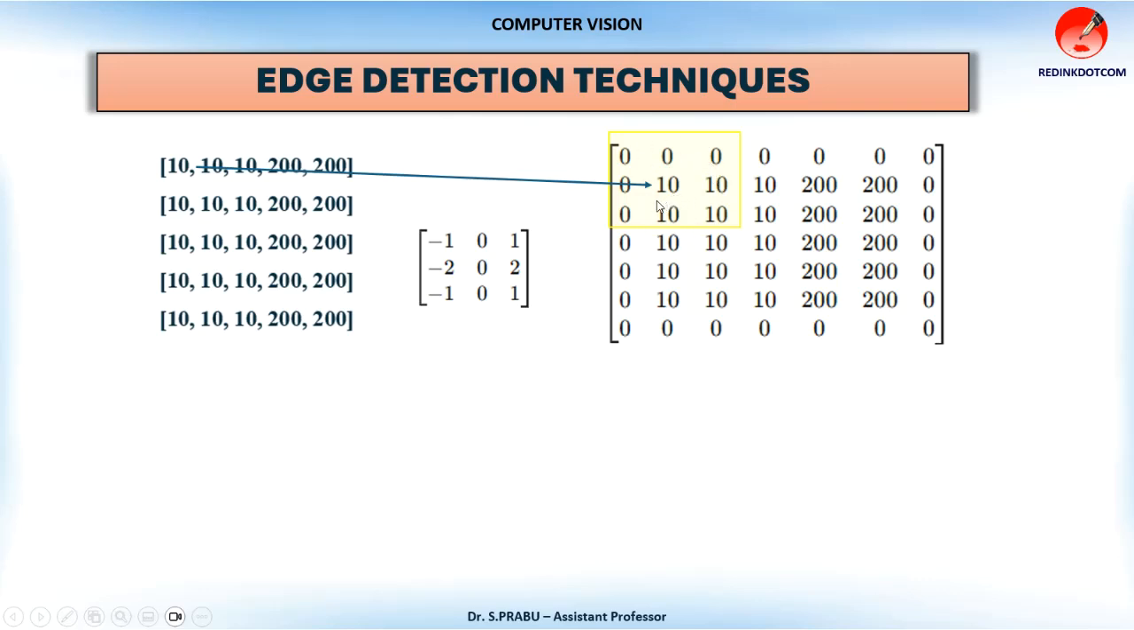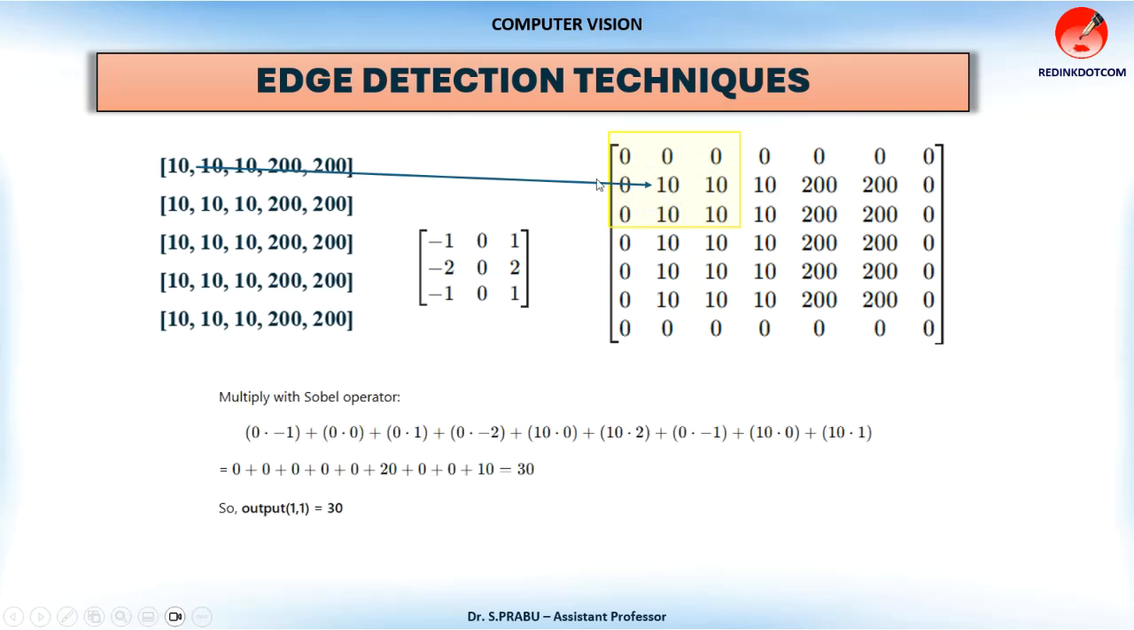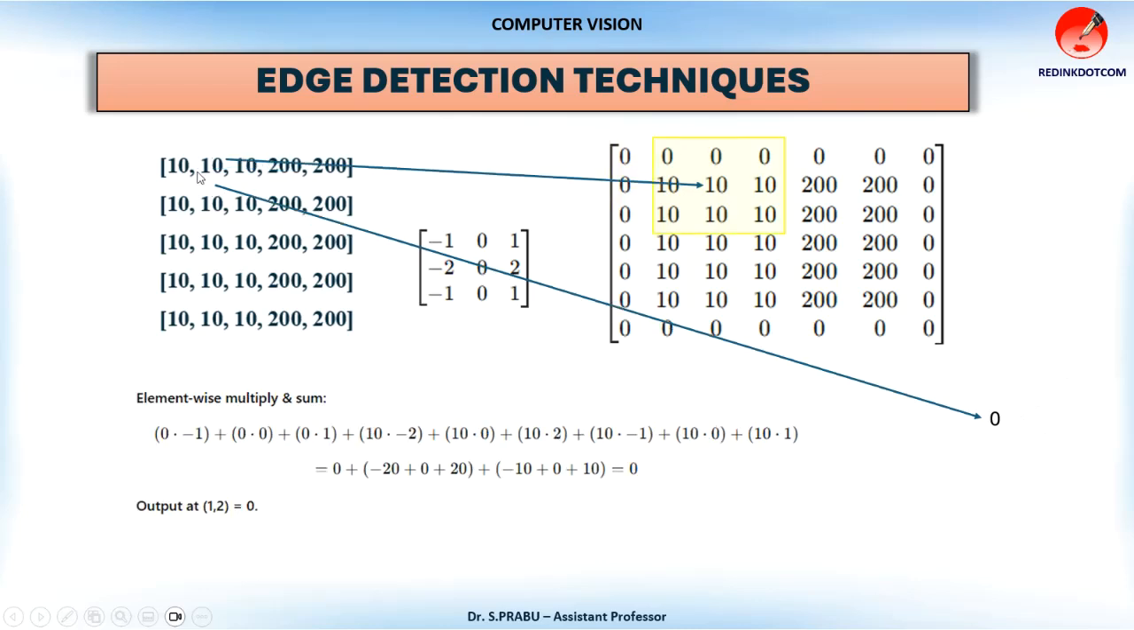Now I am doing the matrix multiplication operation with this Sobel operator. So 0 into -1 plus 0 into 0 plus 0 into 1. In this way we can calculate the remaining values. So the value is 30. So the original value 10 can be replaced as 30 in the output image. In the same way, we can calculate the next pixel value. The next pixel value is presented here.